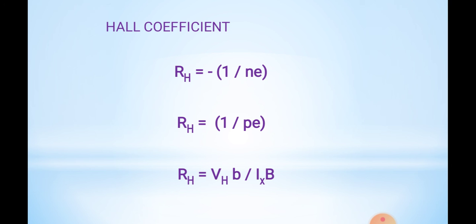times b, where b is the breadth of the semiconductor, divided by Ix into B. I is the representation for current. Current is flowing along the x-axis, so we use the suffix x, and the current value is Ix. The magnetic field is denoted by the symbol B. So this is the general expression for the Hall coefficient, and it is a very important expression.